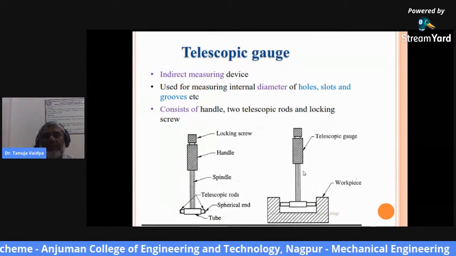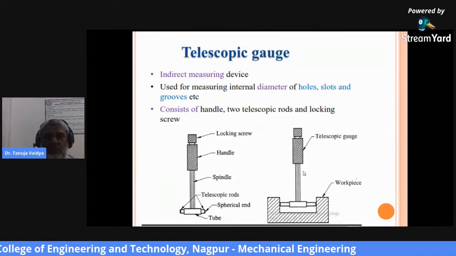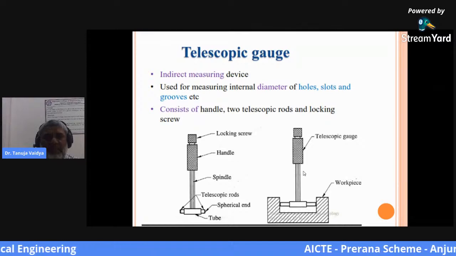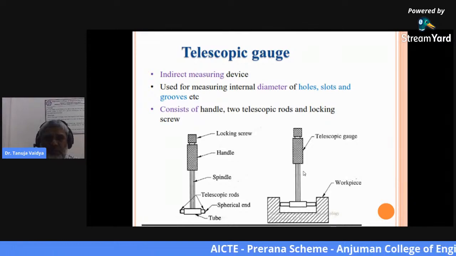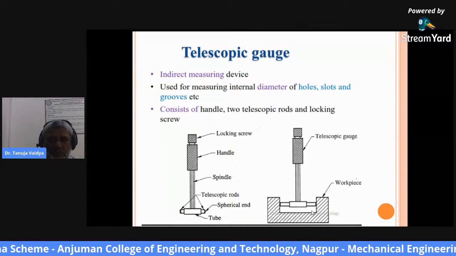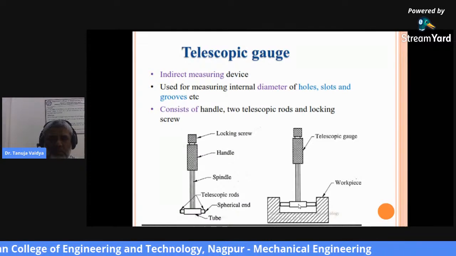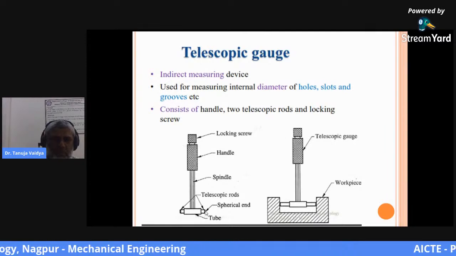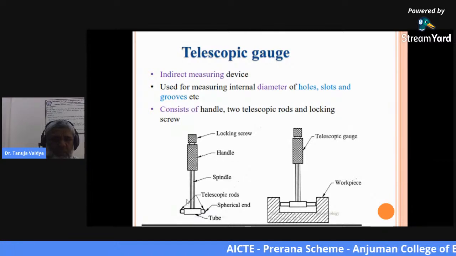Another important measuring device is the telescopic gauge. It is used for indirect measurement, and it is used for measuring internal diameters of holes, slots, and grooves. It consists of two handles and two telescopic rods. These are the two telescopic rods and the locking screw. This is the locking screw. These are the two spherical ends. This is the tube. These are the telescopic rods, these two, and this is the spindle handle.